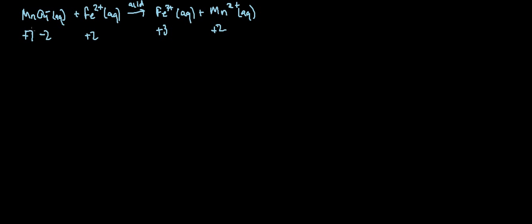So here manganese has gone from +7 down to +2. So it has been reduced. So this is the reduction portion. So I'm going to write this out separately. MnO4 minus goes to Mn2 plus. This is the reduction portion.